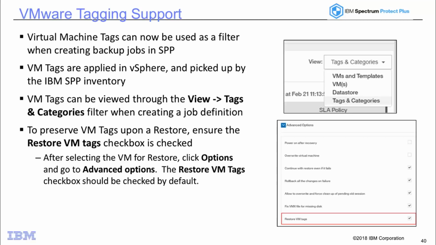You can view those in the backup job selection pane by using the tags and categories filter when creating the job definition. So that is how you pick those particular virtual machines for backup. We will restore the VMware tags when you restore a virtual machine if you check that option. And as you can see, that is down there at the bottom, Restore VM Tags. So that just puts the tags back in VMware when you restore the VM.